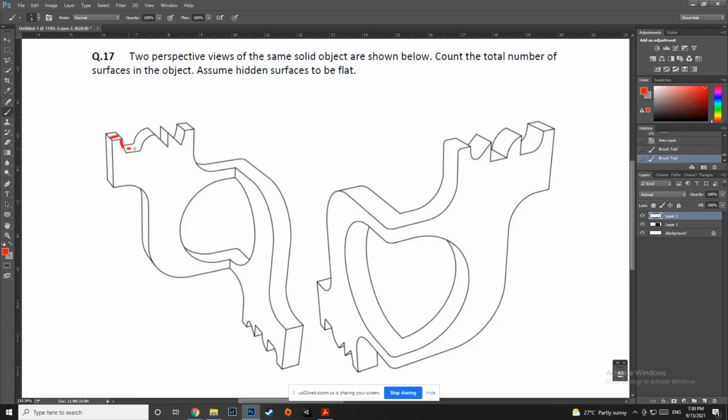1, 2, this is a single surface. 3, 4, 5, 6, 7, 8, and then I can see that this is a continuous surface. 9, 10. Now we have reached this point. This point is this point. So 10, and I will just count from here now. 11, 12, 13, 14, 15, 16, 17. Then again a continuous surface.